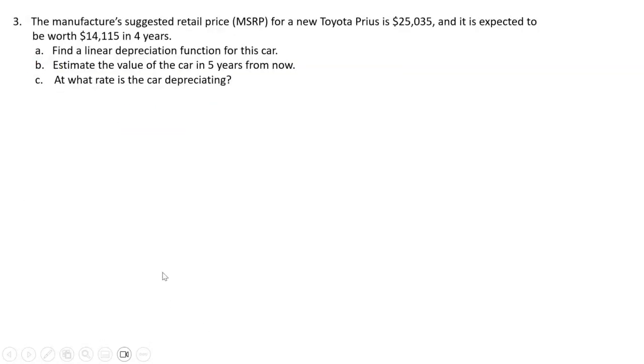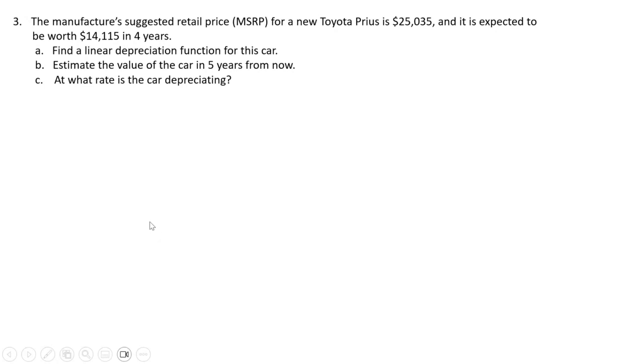Now number 3. The manufacturer's suggested retail price, which is called the MSRP, for a new Toyota Prius is $25,035. And it is expected to be worth $14,115 in 4 years. So here they want 3 parts. A, they want you to find a linear depreciation function for this car. And then B, they want you to estimate the value of the car in 5 years from now. And C, at what rate is the car depreciating?